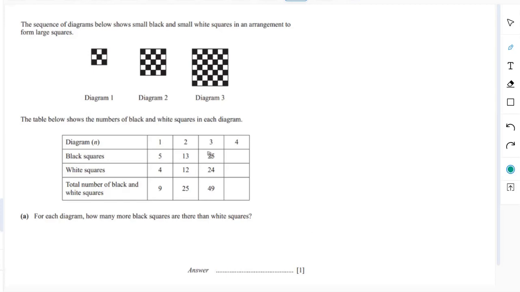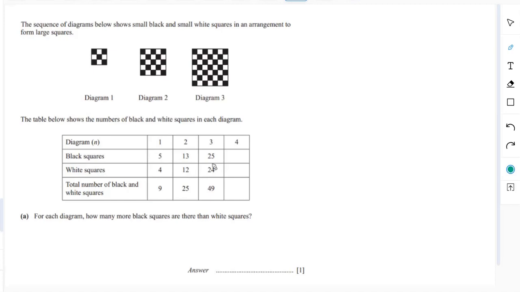Now, the table below shows the numbers of black and white squares in each diagram. So diagram N, ये diagram 1 है, diagram 2 है, you have diagram 3 here, and so on. ठीक है? तो यानी कि फर्स्ट डायग्राम में आपके कितने ब्लैक स्क्वायर्स हैं, कितने वाइट स्क्वायर्स हैं, और टोटल नंबर ऑफ स्क्वायर्स कितना आ रहा है. ठीक है? That's what we have here.